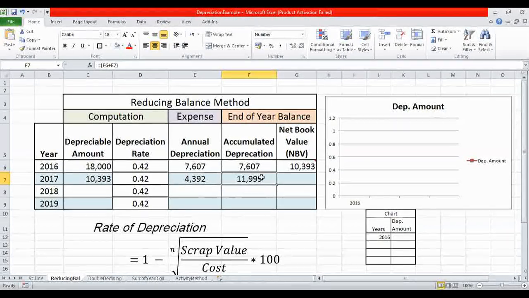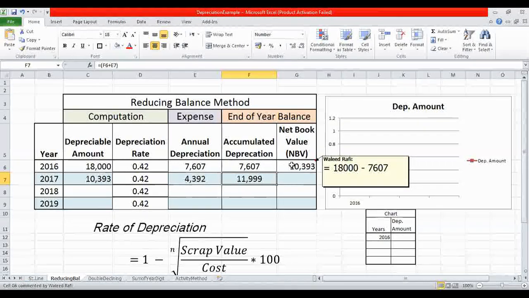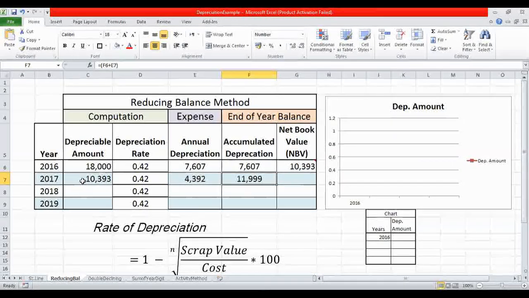In order to calculate net book value for 2017, we can do two things. We can either subtract this 11,999 from 18,000. If we don't like to do this, then we can subtract this 4,392 from the last value, 10,399. Both will give us the same answer. So let's calculate both of them one by one to see whether they give us the same answer or not.